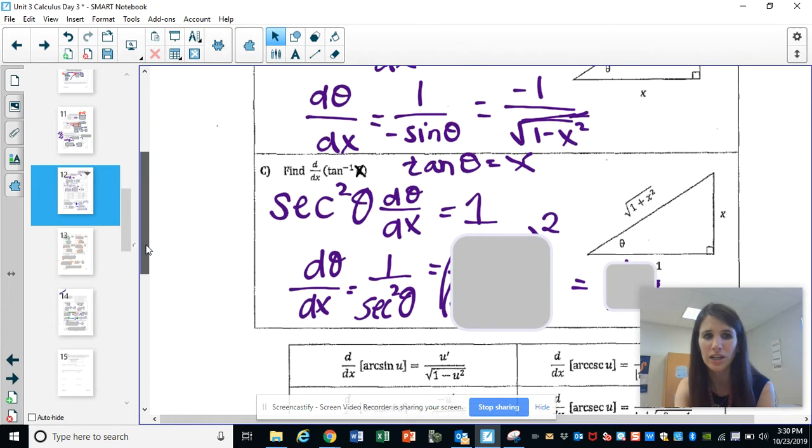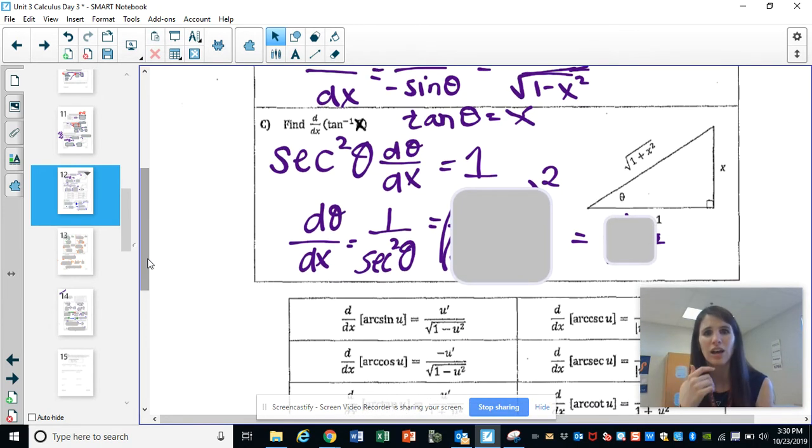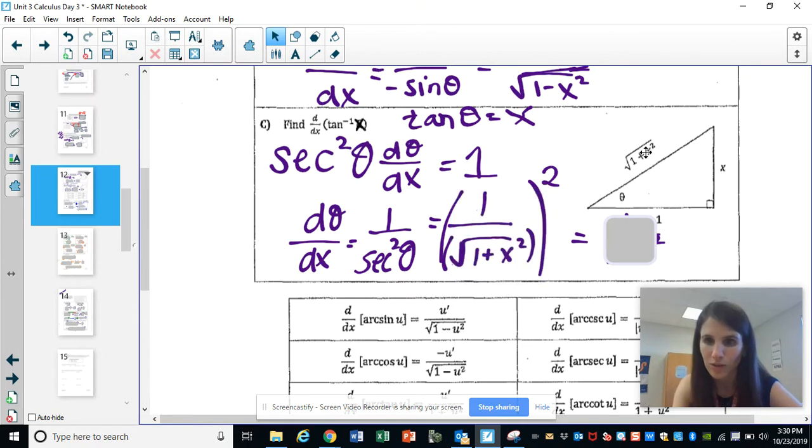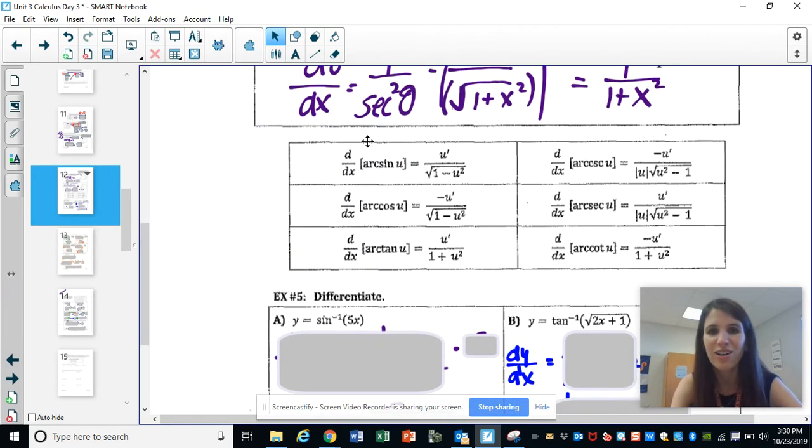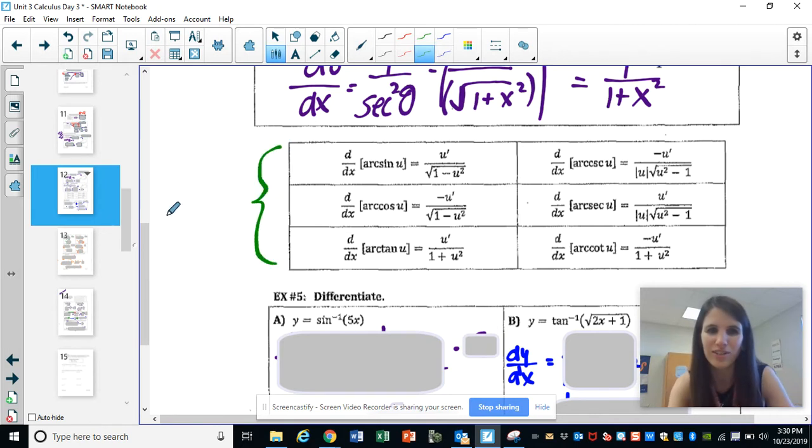Well, what is secant squared? That's 1 over cosine, the reciprocal of cosine. So secant squared would really be hypotenuse over adjacent. So it's square root of 1 plus x squared, all over 1, and that whole thing squared because it's secant squared. So what is that? That would just be 1 over 1 plus x squared. So you just found your third inverse trig function. Kind of cool, right? You were able to find those. So here are all 6 of the inverse trig functions that you need to memorize.